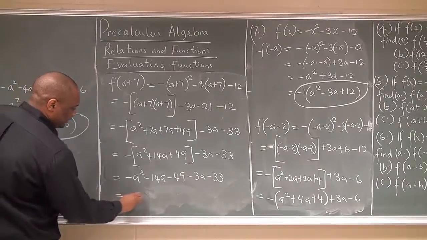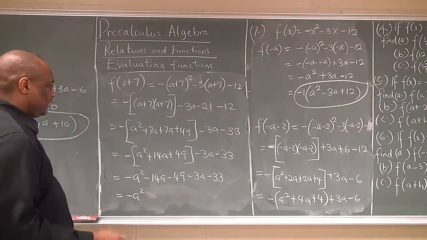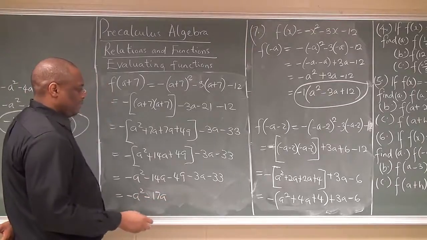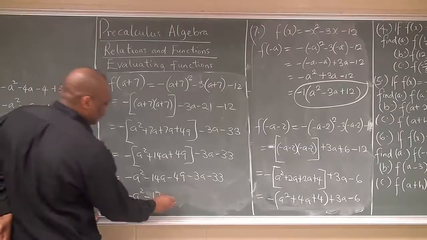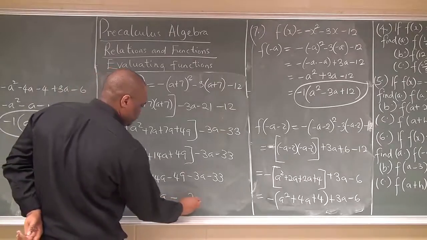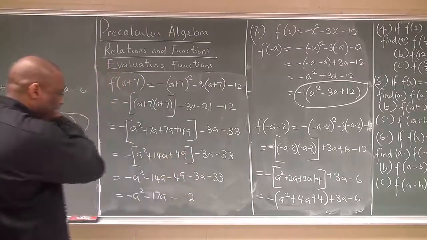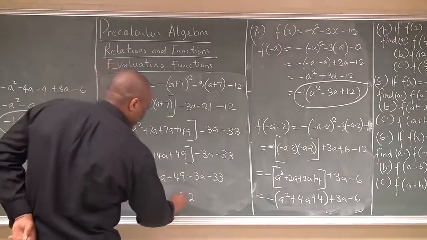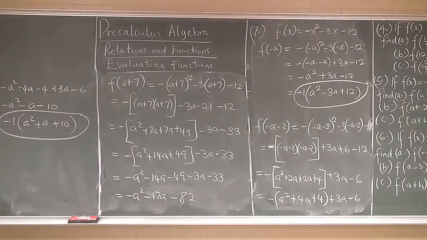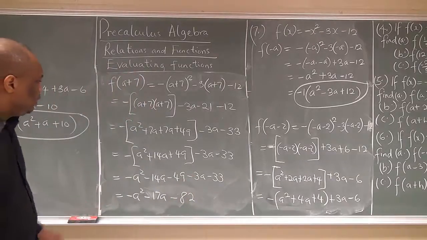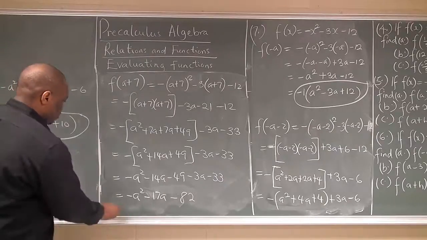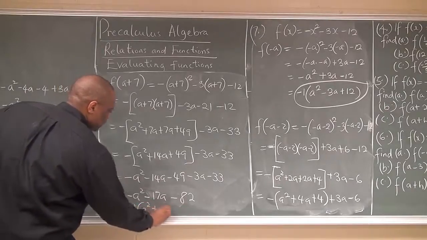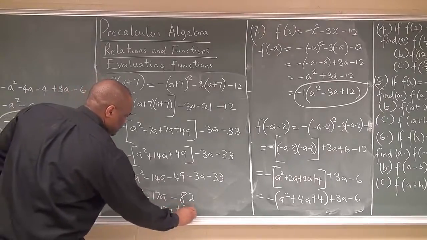And that will give you minus a squared minus 14a minus 3a is minus 17a minus 49 minus 33 will give you minus 82. 9 plus 3, 12. Carry 1, 1 plus 4, 5 plus 3, 8. Right? Minus 82. Okay, so we factor out the negative 1. This is a squared plus 17a plus 82.